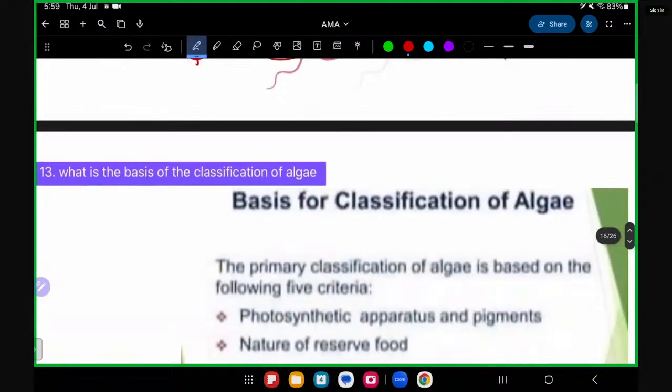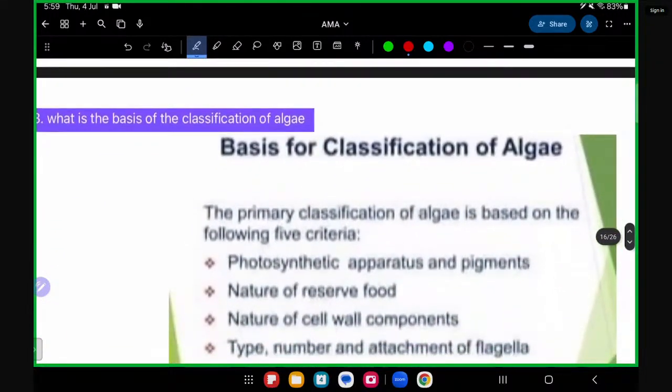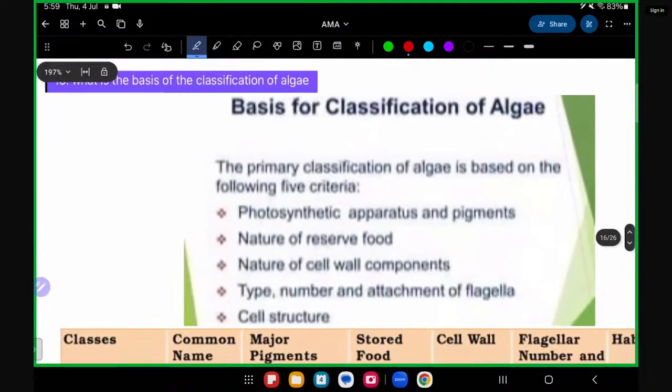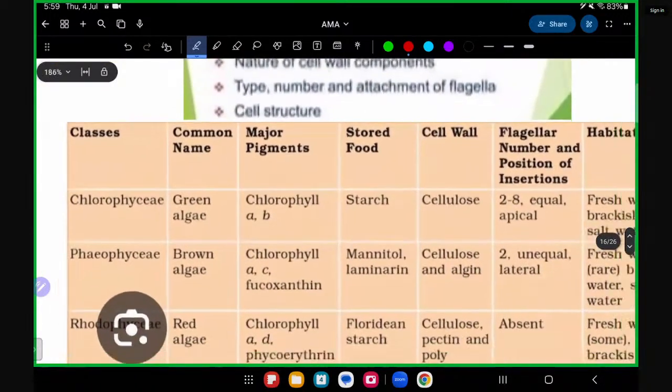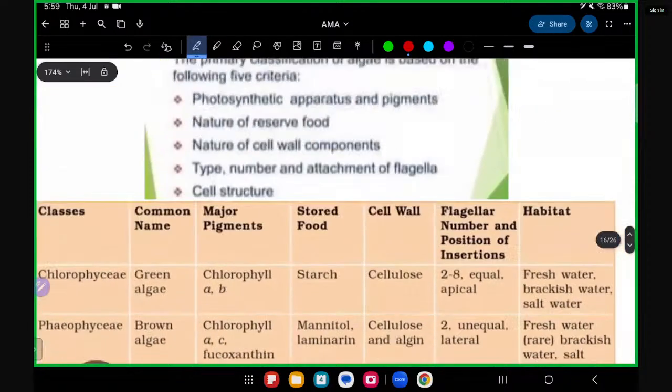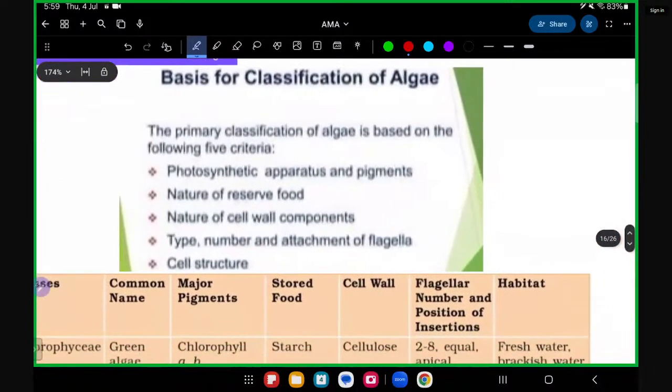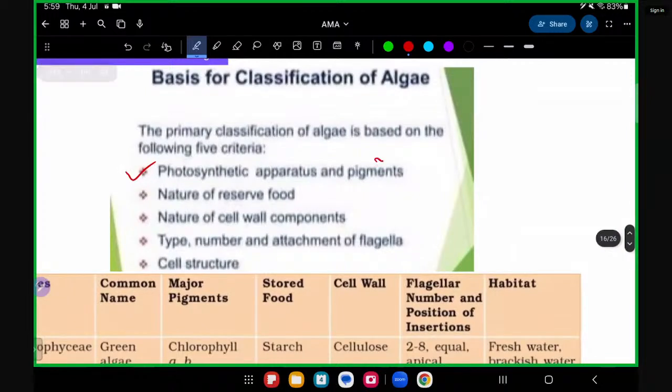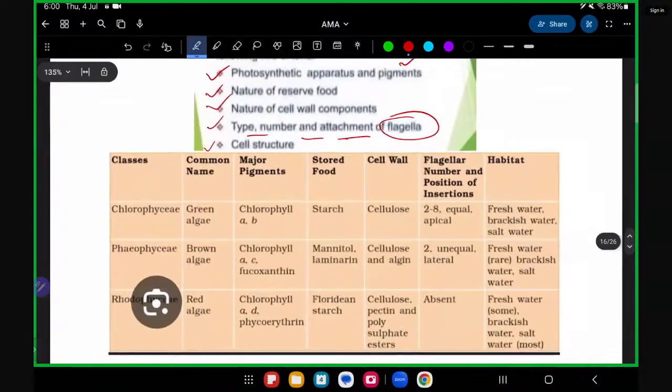Next question we have, what is the basis of classification of algae? Okay. Algae, what are the bases? Here you can see it is the summary that I have taken from NCERT. You can see the basis of classification. First one is their photosynthetic pigments. Second one is the nature of reserve food. Third one is the nature of cell wall components. Fourth one is the type, number, and attachment of flagella. Fifth one is their cell structure.